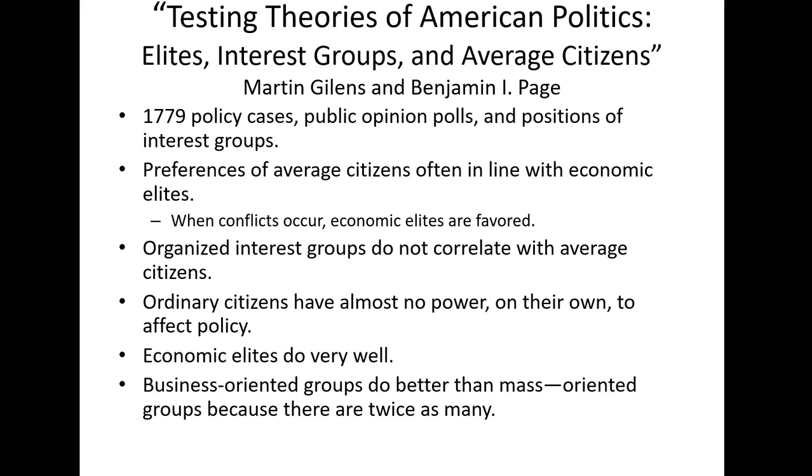Business-oriented groups do better than mass-oriented groups because there are twice as many of them. With the slide I showed you last time, let's say the issue is climate change or the climate emergency. There are at least twice as many business-oriented groups lobbying the legislature regarding the climate crisis than there are mass-oriented volunteer organizations. There are a lot of fossil fuel companies, for example, that lobby the legislature fighting against policies that the mass-oriented groups want. There's twice as many of them, and that's what Gilens and Page say is the reason why.